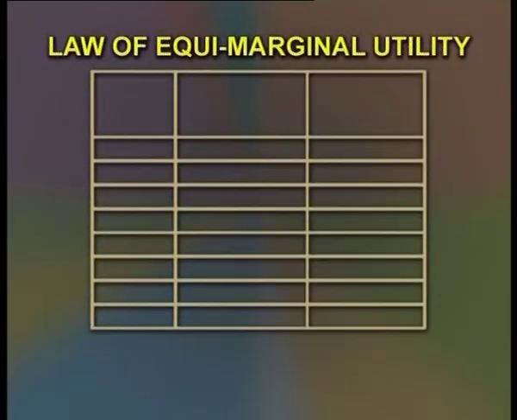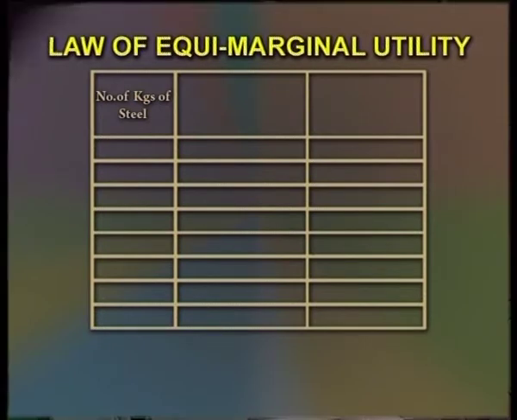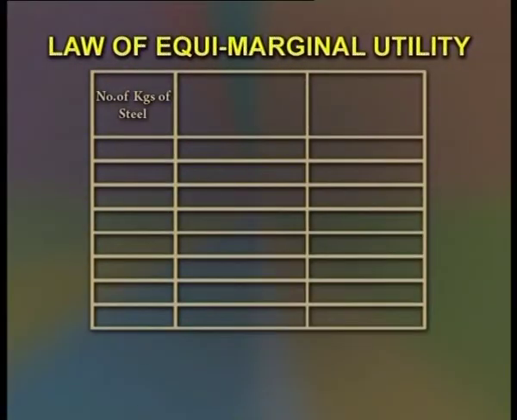Now, this can be explained with the help of a table. The table consists of 3 columns, and we are taking into consideration a commodity like steel. Steel can be put to many uses, and so if we want to get the maximum utility out of the use of steel, then we would have to see how it should be spread out. So, let us assume that it has 2 uses, use X and use Y.